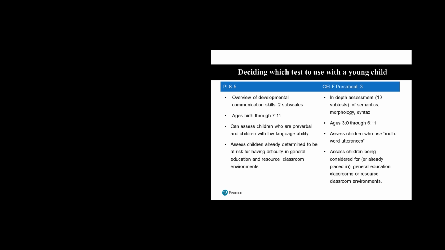CELF Preschool-3 is much more in-depth, so a narrower age range, 3 through 6;11. So within that narrower age range, you have a lot of test items looking at semantics, morphology, syntax, and actually pragmatics as well. To be able to take this test, though, children need to be able to speak in complete sentences. On PLS, you can drop back all the way to a very early stage of language development, pre-verbal levels, but you're not able to do that with CELF Preschool-3. So a child has to be able to speak in complete sentences.